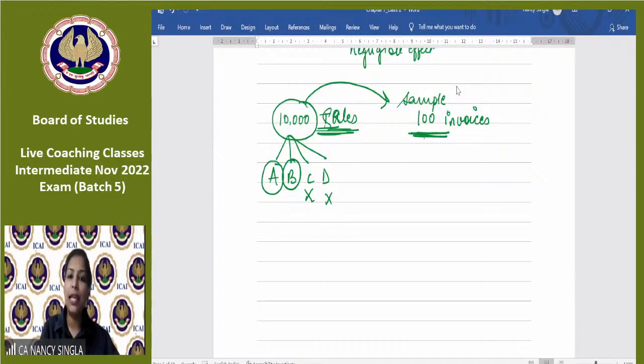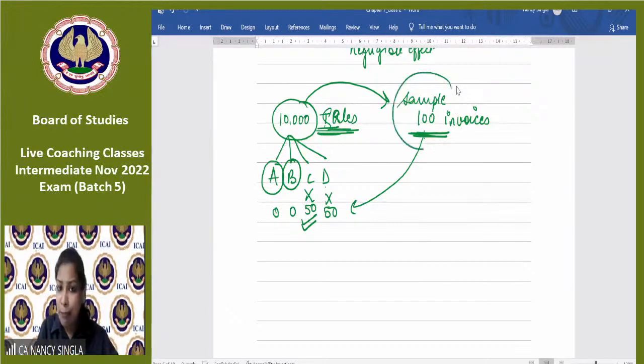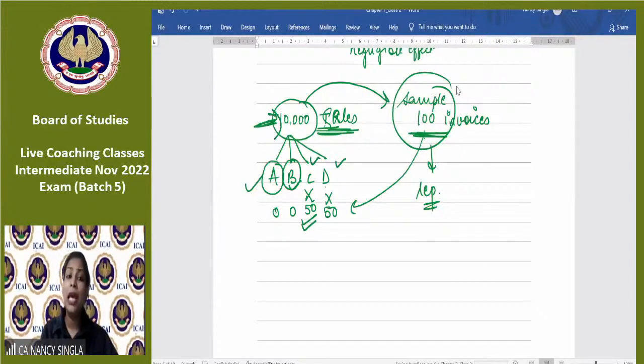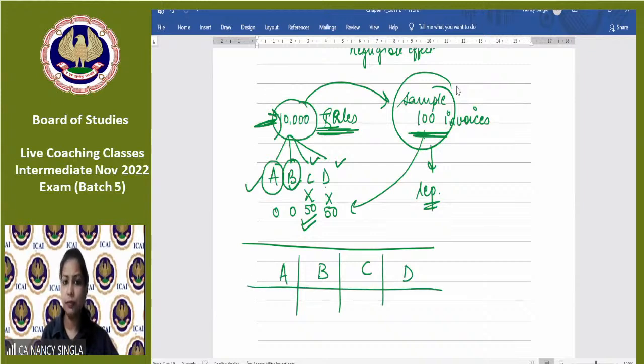Or it might be possible that out of 100, 15 invoices of C come, 50 of D come, and these others do not come. In such a situation, this sample of 100 is not representative of this 10,000, because the 10,000 consists of A, B, C and D. Clear? Do you understand this much? Now, let's take a situation whereby the auditor stratifies this data into A, B, C, D, and out of each, let's say the population consists of 2,500 invoices each.